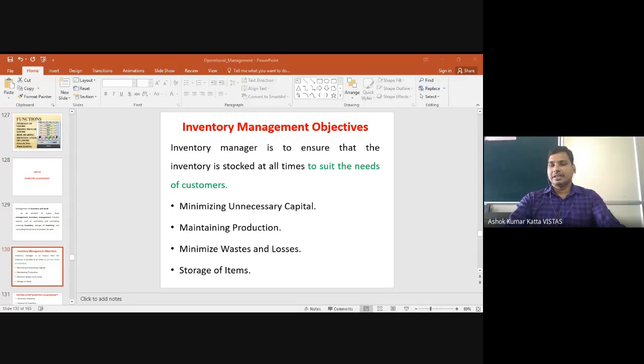Being an inventory manager, you should not say there is a shortage of material or that material is not available. It is the responsibility of the inventory manager to remind the next level of management, whether it is the production manager, operation manager, or whoever it is. It is your duty to remind them at least 20 days beforehand that the quantity of material we have is not sufficient for the future.